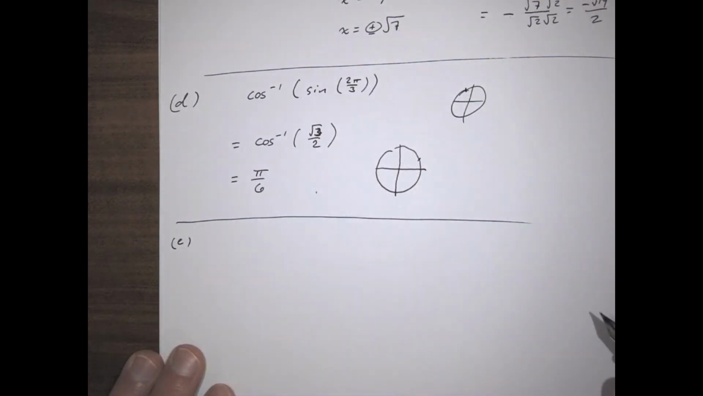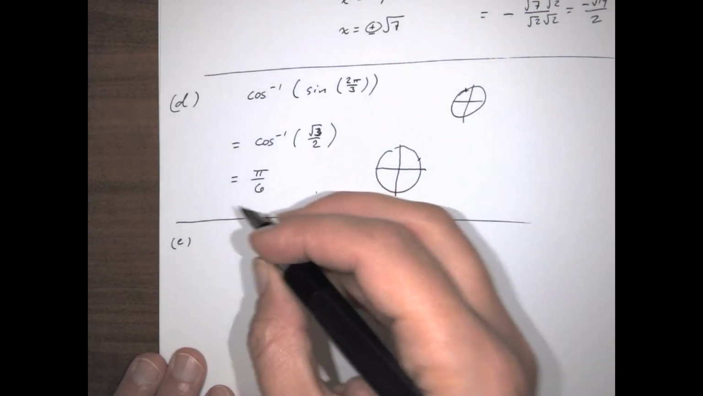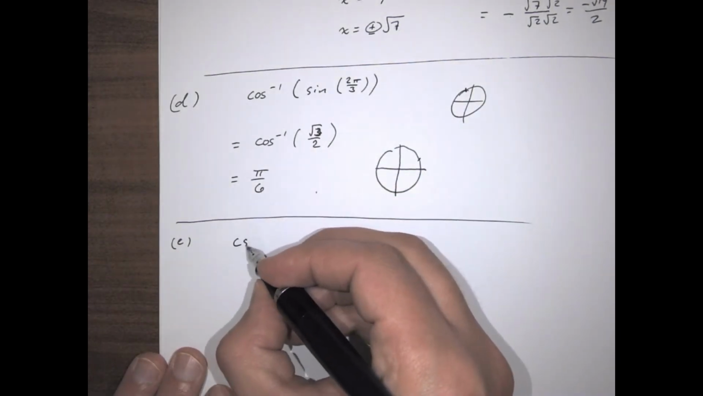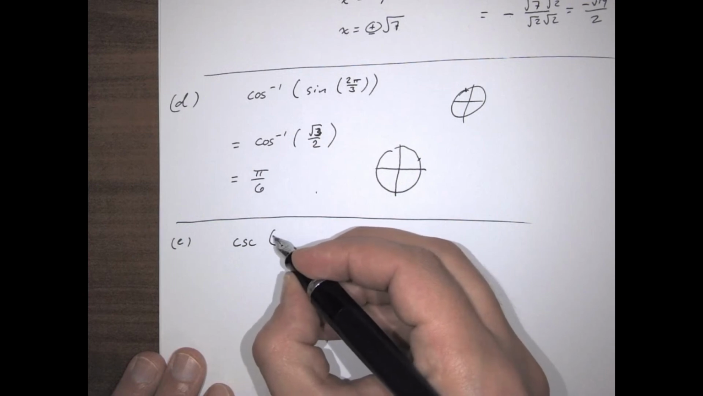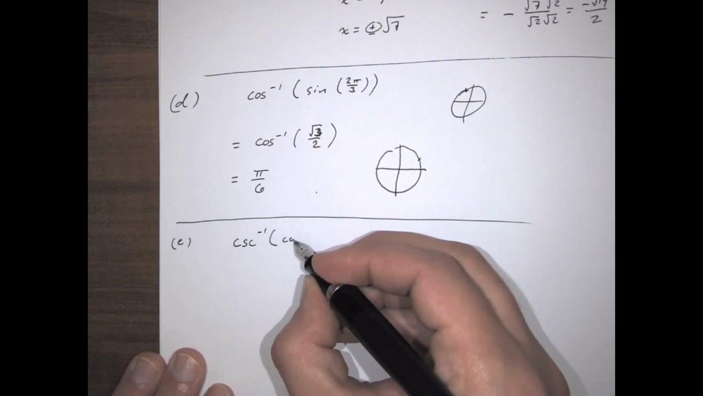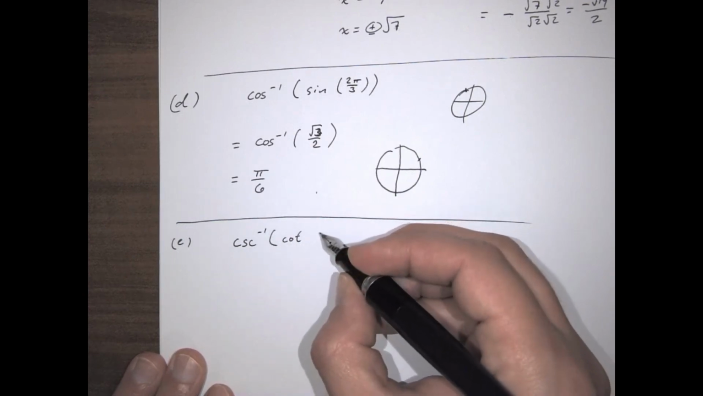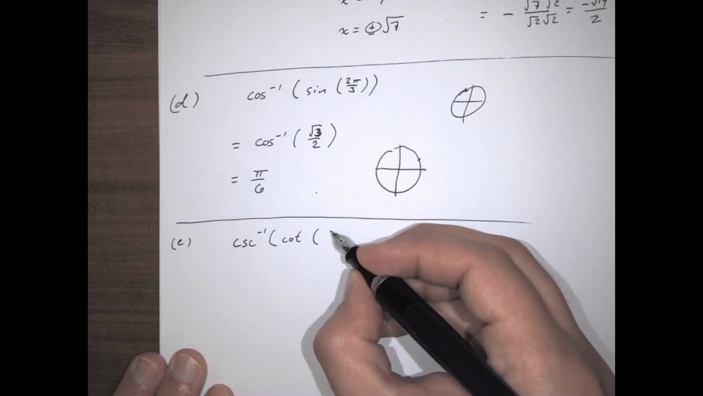And then let's just have one that also involves some of our new friends. How about the cosecant of the cosecant inverse of the cotangent of 1/2.